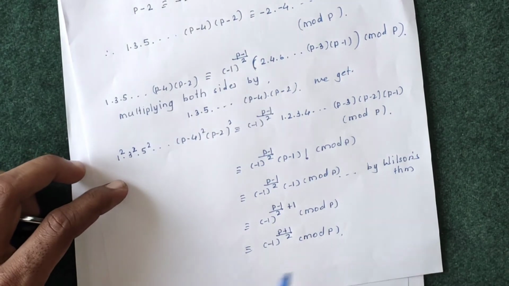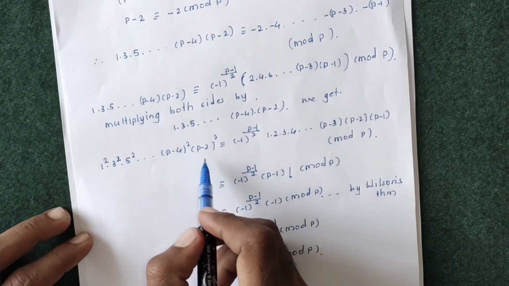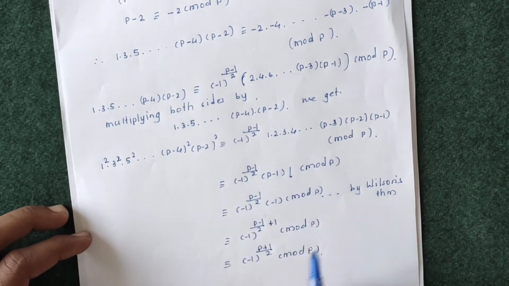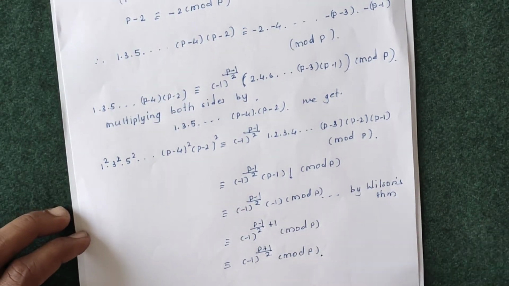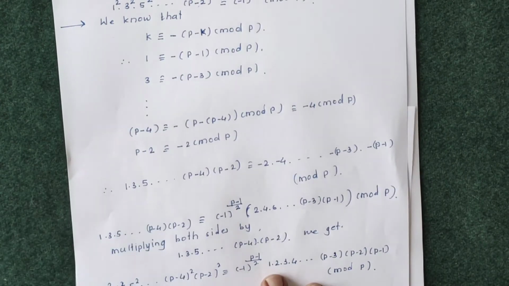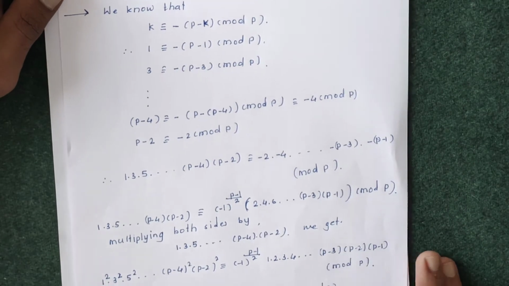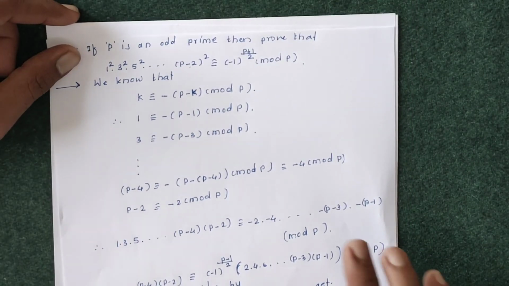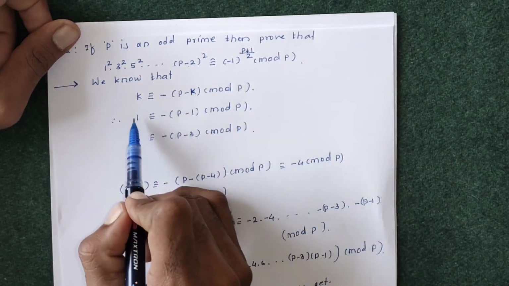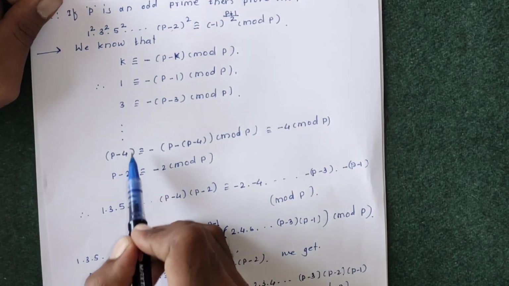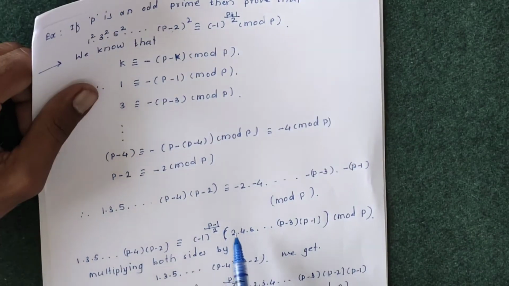Hence the proof, that is 1 square into 3 square into 5 square up to (p minus 2) square is congruent to (minus 1) raised to (p plus 1) by 2 under modulo p. Hence this solution, just taking this congruence, that is k is congruent to minus of (p minus k), and using this for 1, 3, 5, 7 up to p minus 2 and multiplying these congruences with each other, we get this.